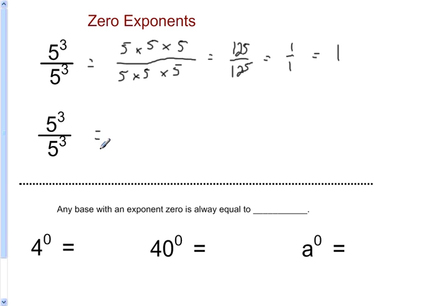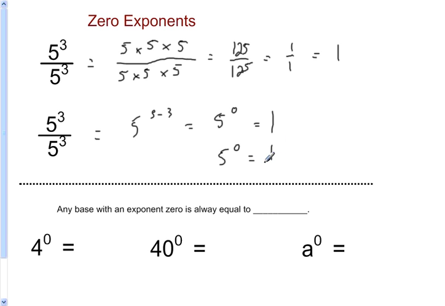That's if we were just doing straight multiplication. Let's look at what happens if we use the exponent laws. Well, the exponent laws tell us if the base is the same, we subtract the exponents. So we would have 5 to the 3 minus 3, which is 5 to the 0. And we know the answer has to be the same in both, so that's going to equal 1. So 5 to the 0 is equal to 1.